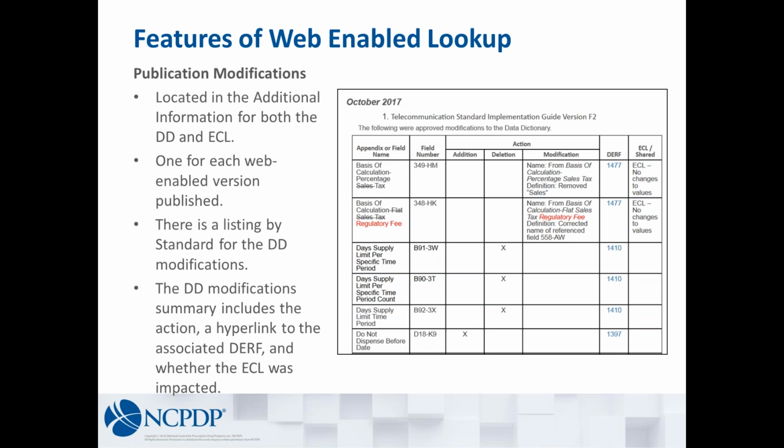The publication summary includes the name of the field number, indicates whether or not it was an addition or deletion of a field, and then if it was a modification, it describes the modification. There is also a hyperlink to the associated DERF now, and also there's a note as to whether or not there was any kind of impact to the ECL.